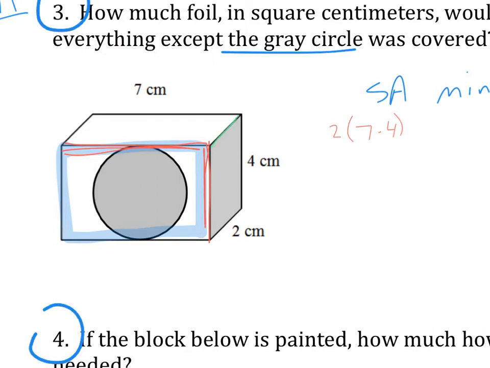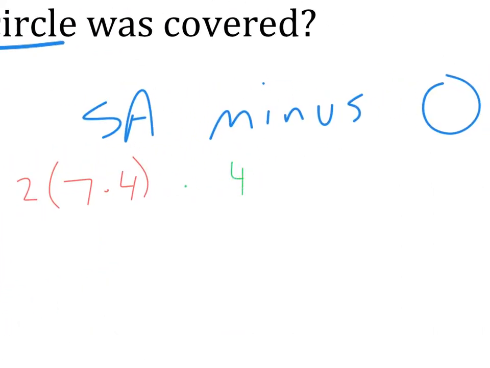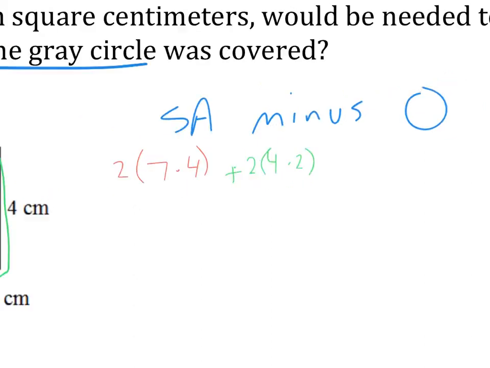We've got this one here, right? This one here, you'll notice we've got 4, that's this length here, by 2, this length here. And this is the right side. Well, if there's a right side, there's also a left side. So our 4 by 2 would also get multiplied by 2. And then we're going to add all those surfaces together.